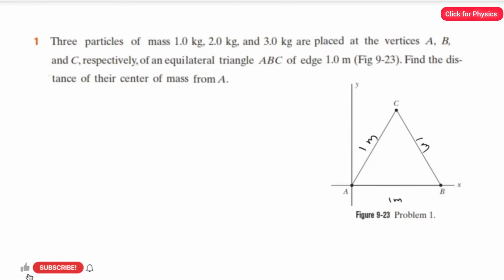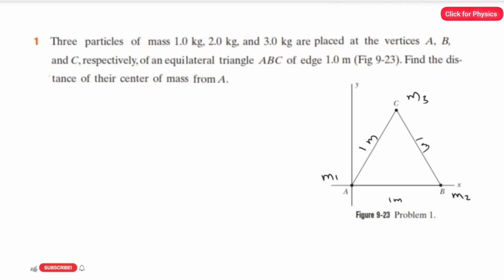And we place the masses at points A, B and C. So at point A we place the mass M1, which takes the value of 1 kilogram. And at point B we place the mass M2, which takes the value of 2 kilogram. At point C we place the mass M3 of 3 kilogram. We just placed all these in their respective locations A, B, C.